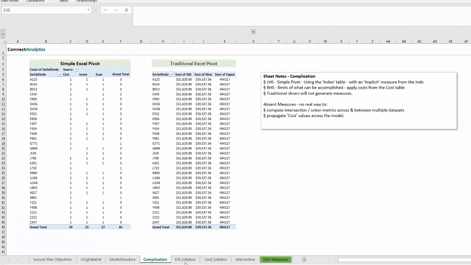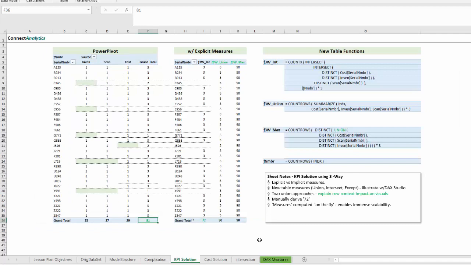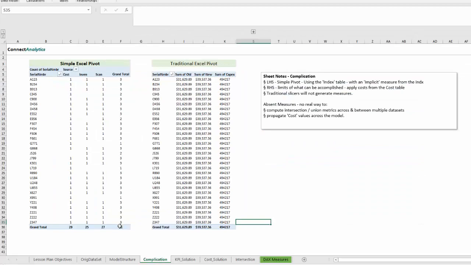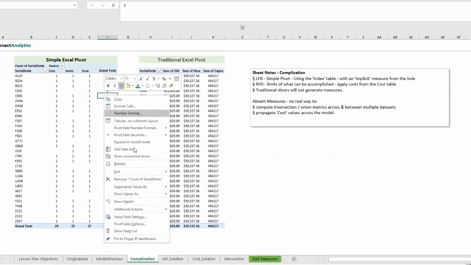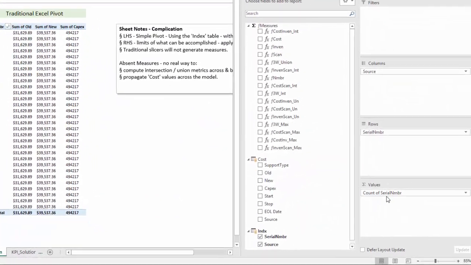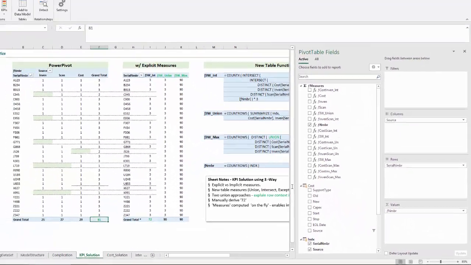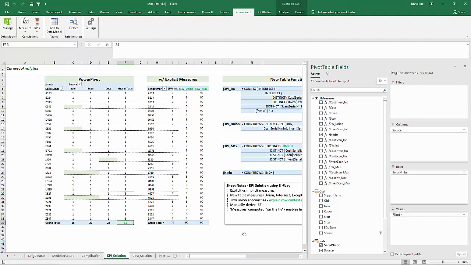Okay, let's now move to our KPI solution. So the first point I'd like to make is the difference between explicit versus implicit measures. We saw here how the 81 is an implicit measure generated by the system versus the explicit measure here of the function that we have. We've generated a function and we're essentially counting the elements of our data table.